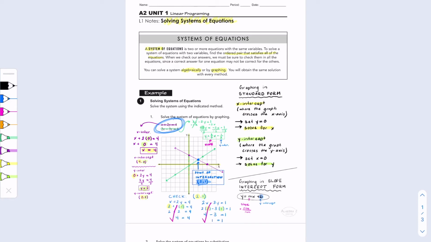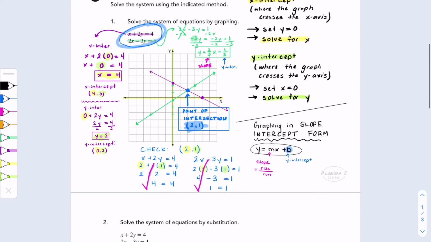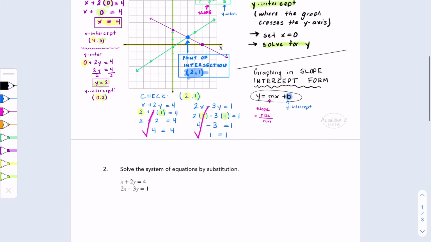Today we're going to continue solving systems of equations. Yesterday we looked at solving systems of equations by graphing. This was our solution. Today we're going to look at solving systems of equations by substitution.